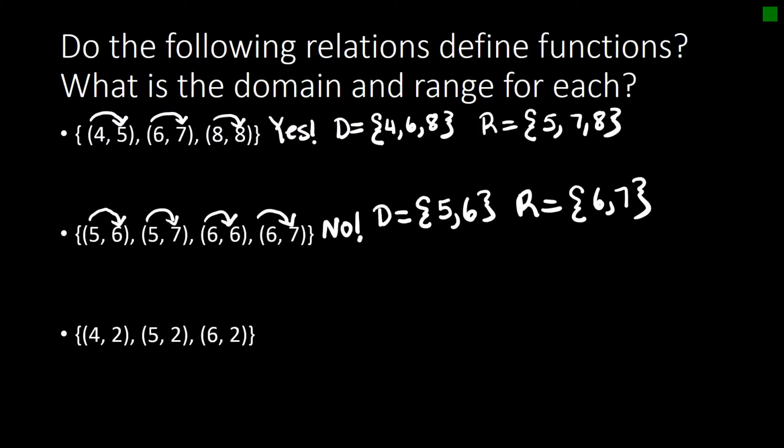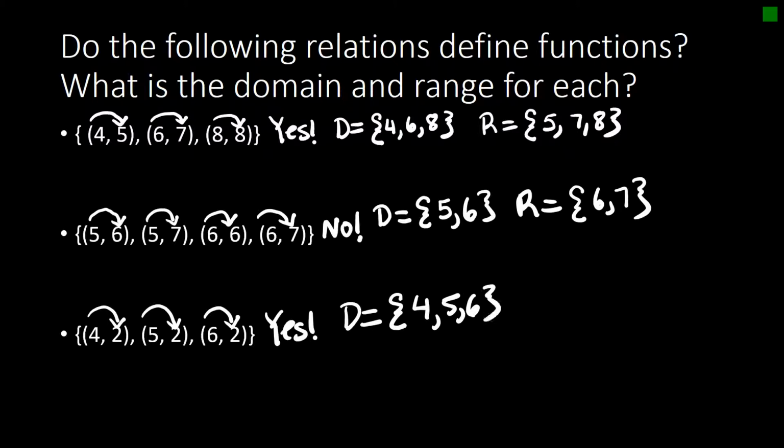Let's look at another one. We have 4 going to 2, 5 going to 2, and 6 going to 2. Does this define a function? Well, yes, it does. Now, we can have different x elements going to the same y. You cannot have the same x going to two different y's. So here our domain contains 4, 5, and 6, and our range contains one element, and that's 2.